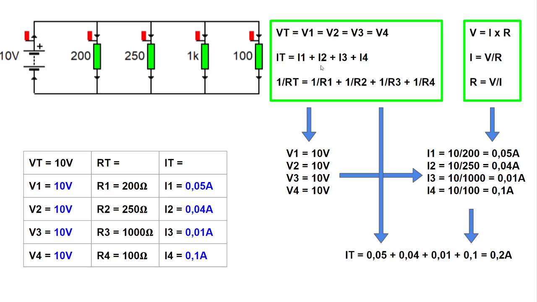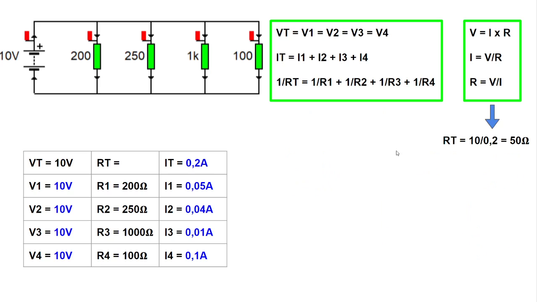Now that I have all the partial intensities, I can sum them up to find the total intensity. So intensity 1 plus intensity 2 plus intensity 3 plus intensity 4, 0.05 plus 0.04 plus 0.01 plus 0.1 equal to 0.2 amperes. So the total intensity will be 0.2 amperes.